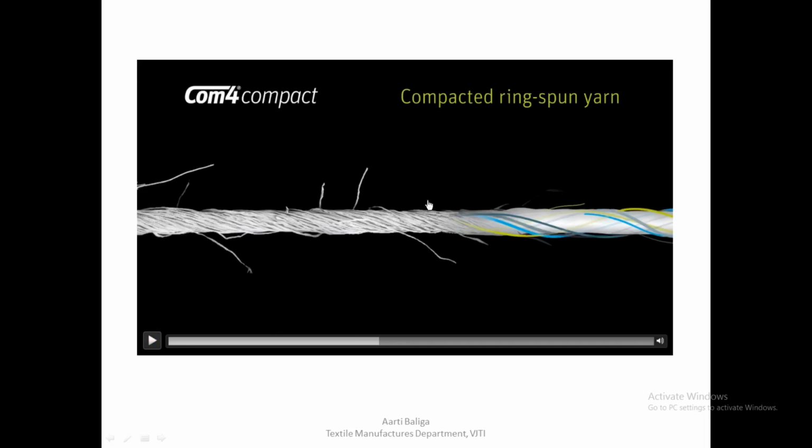Here in terms of structure, we see the compacted, that is the compact spun yarns. We can see clearly that the yarn is more even when you compare it with the normal ring spun yarn. So let us go ahead.